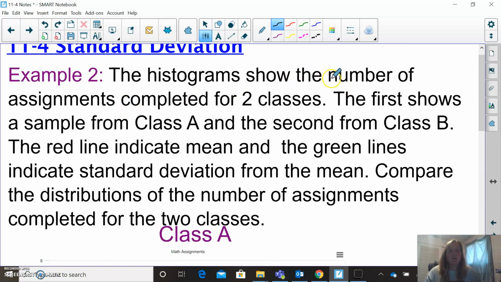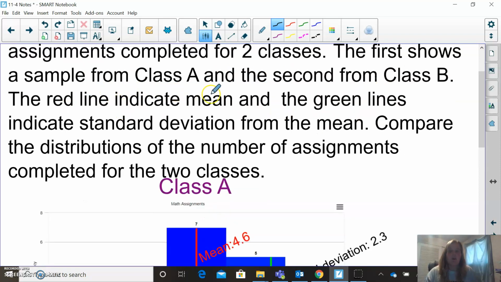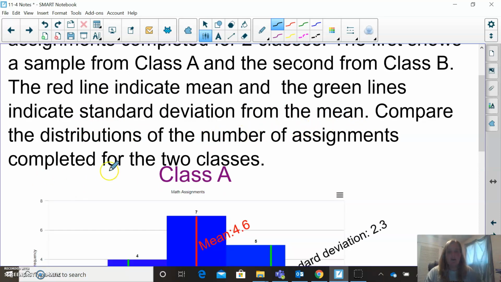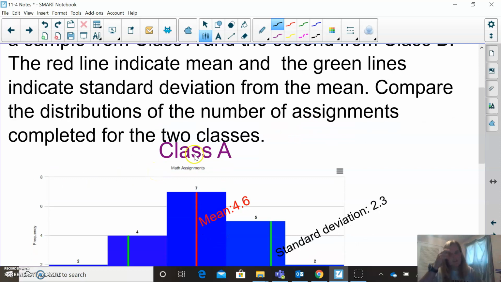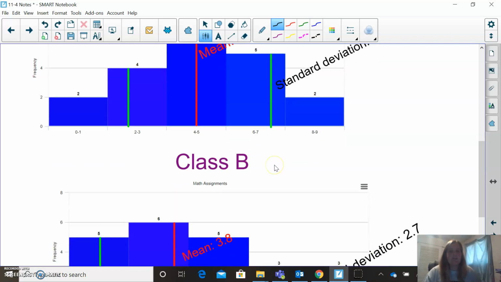The histograms show the number of assignments completed for 2 classes. The first shows a sample from class A and the second from class B. The red line indicates the mean and the green lines indicate standard deviation from the mean. Compare the distributions of the number of assignments completed for the 2 classes. So we're looking at class A. It's the same one. All I did was copy and paste it. The mean is 4.6. Standard deviation is 2.3. I want you to notice that these are pretty evenly distributed. It's a normal bell curve.